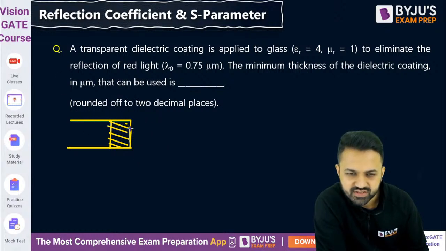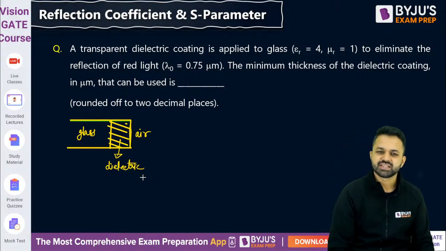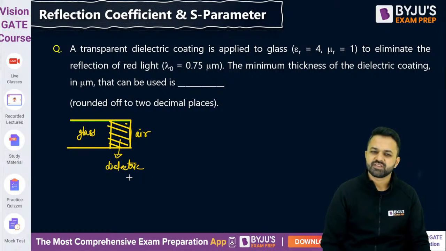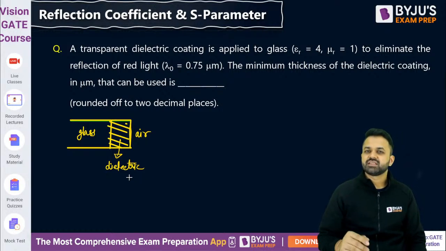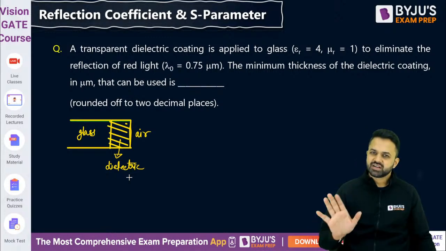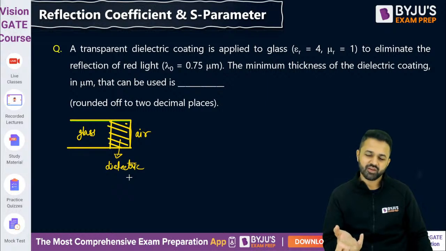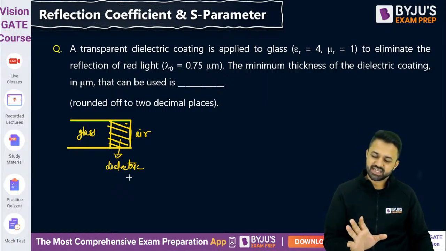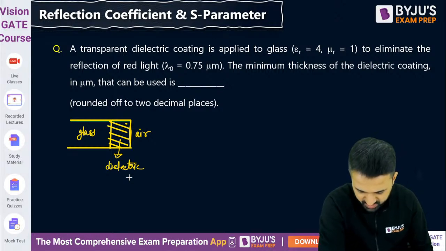If nothing is given about where it is going, we can say that it is air, and here it is glass, and here it is dielectric. So the same concept of the transmission line we have to apply. What is the concept of the transmission line? If you want to match two impedances, then you will have to use a transmission line of length lambda by 4 or an odd multiple of lambda by 4, which should have a characteristic impedance equal to the geometric mean of the impedances to be matched.